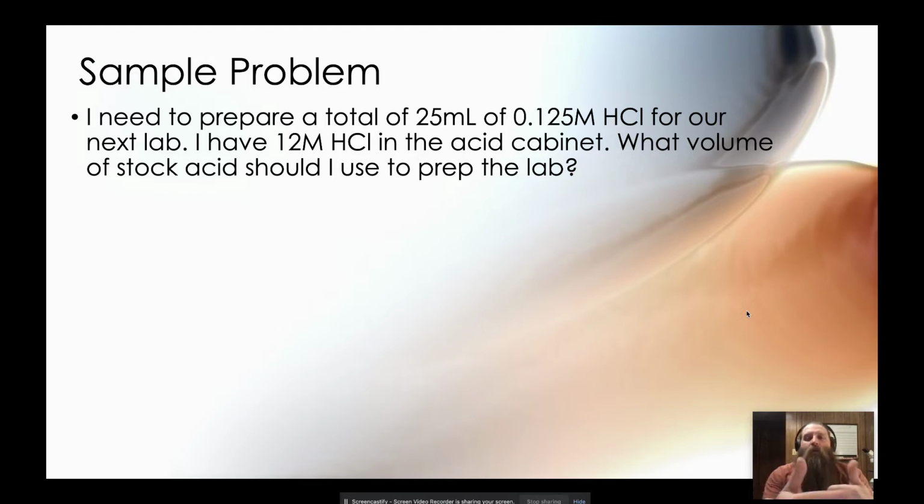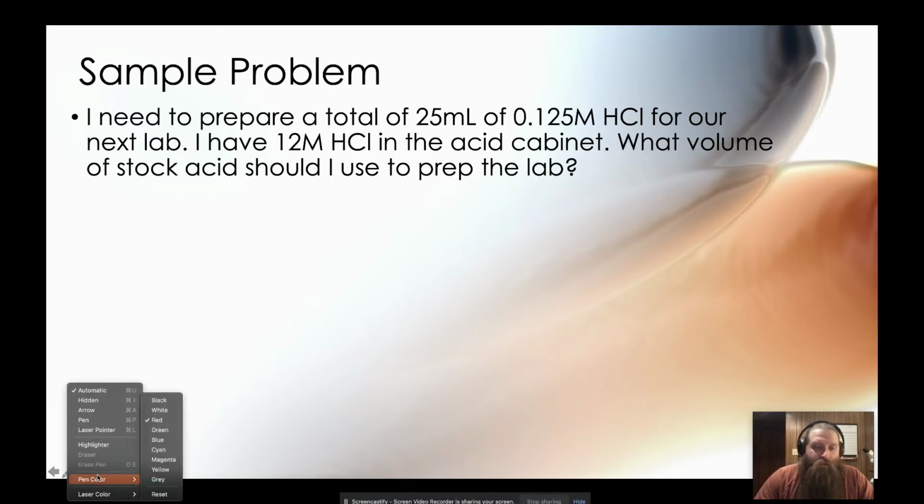So let's do a sample problem. It says I need to prepare a total of 25 milliliters of 0.125 molar hydrochloric acid for our next lab. I have 12 molar hydrochloric acid in the acid cabinet. What volume of stock acid should I use to prep the lab? So first, let's look at the problem itself. What are we being asked here?